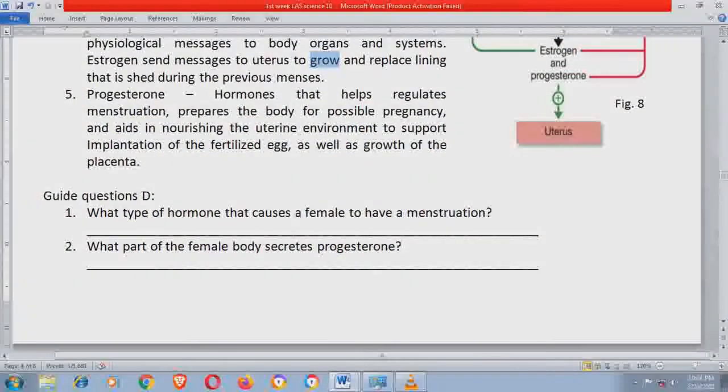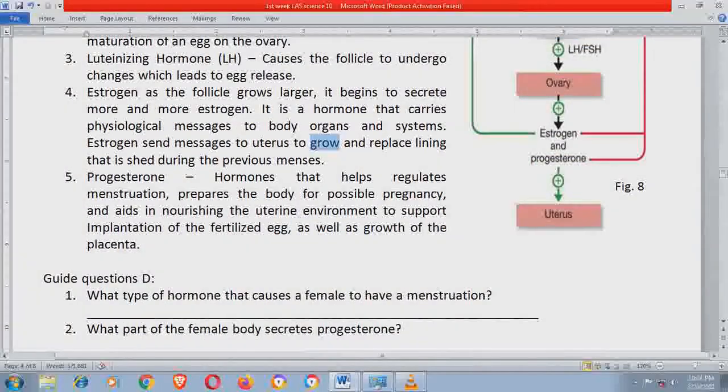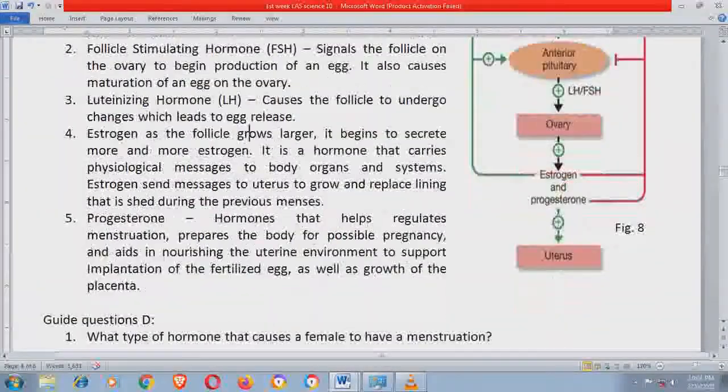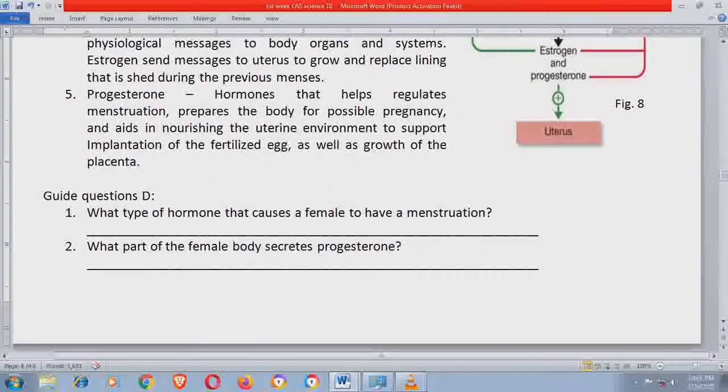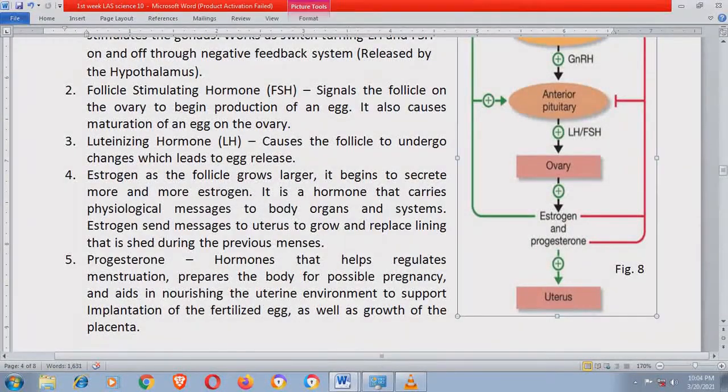Guide question D. What type of hormone causes a female to have a menstruation? So, babasahin lang nila dito yan. Basa-basa lang. Madali lang siya kasi mababaw lang naman yung English. Kaya nila to. What part of the female body secretes progesterone? Wow. Very basic ang question. So, in this particular case, they need to read and observe the picture.